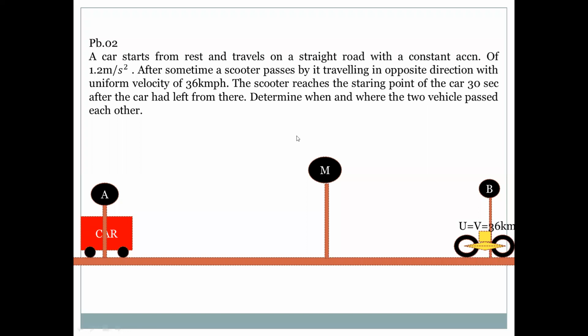So refer the problem number 2. A car starts from the rest and travels on a straight road with the constant acceleration of 1.2 meter per second square.